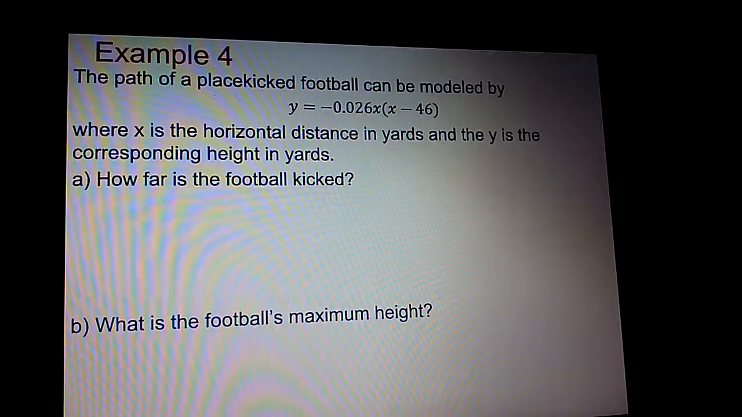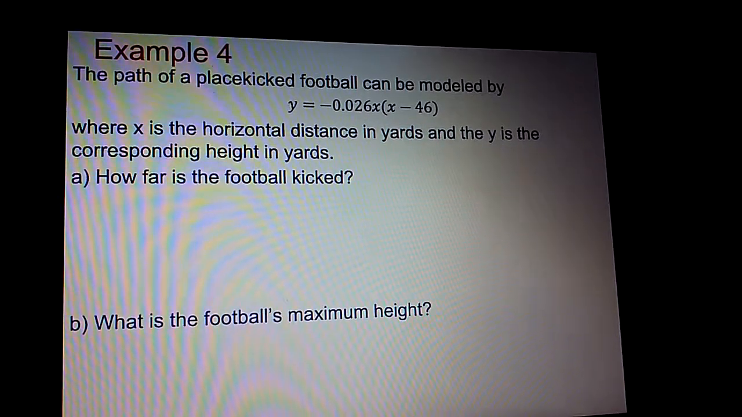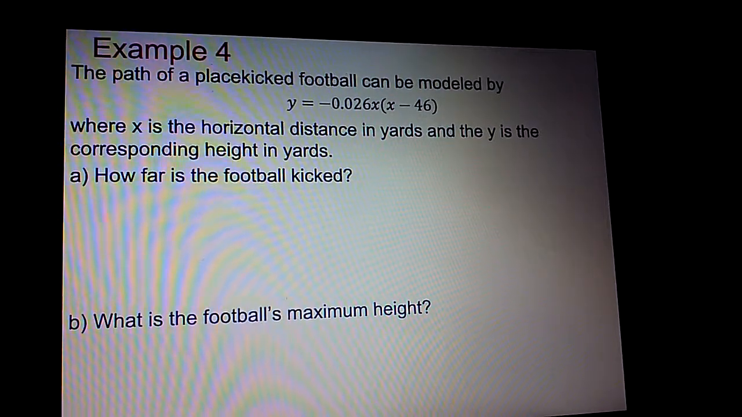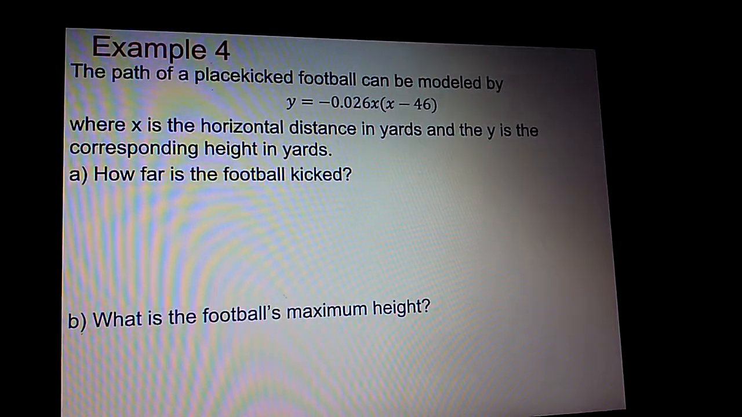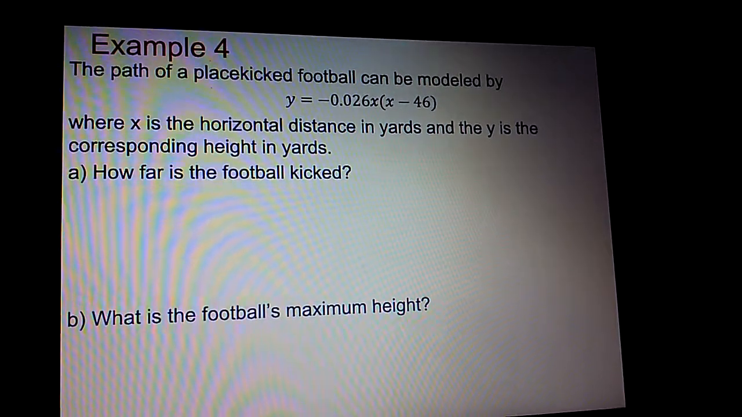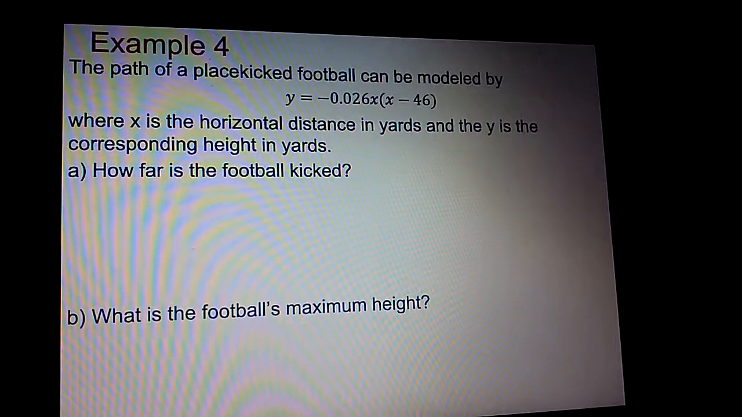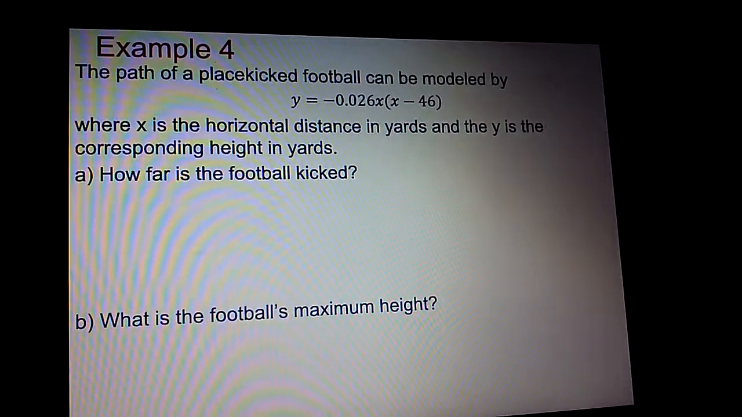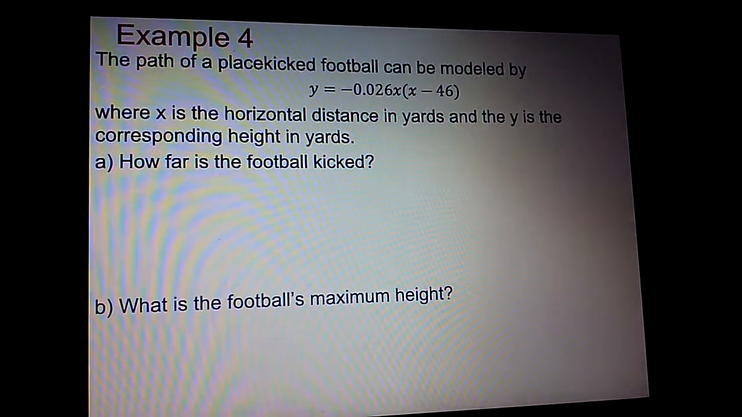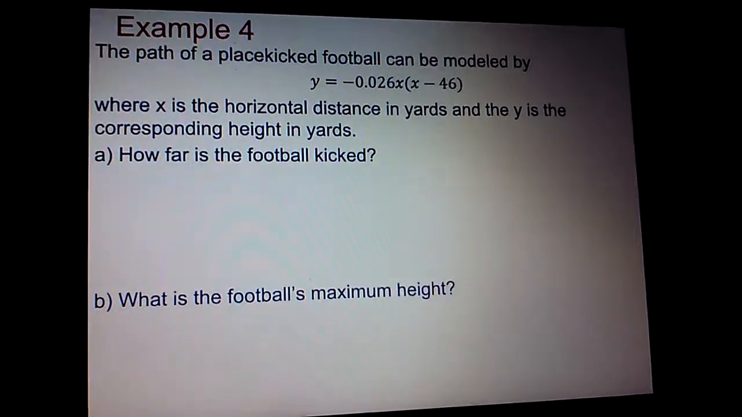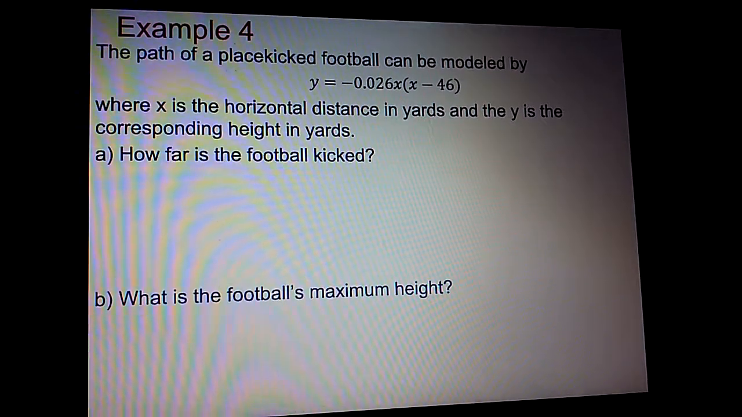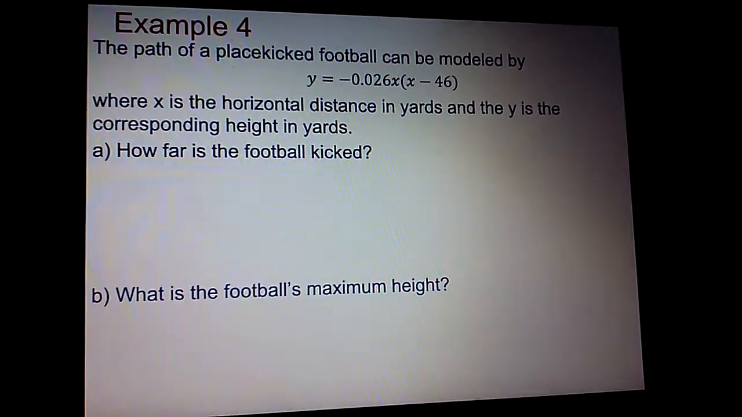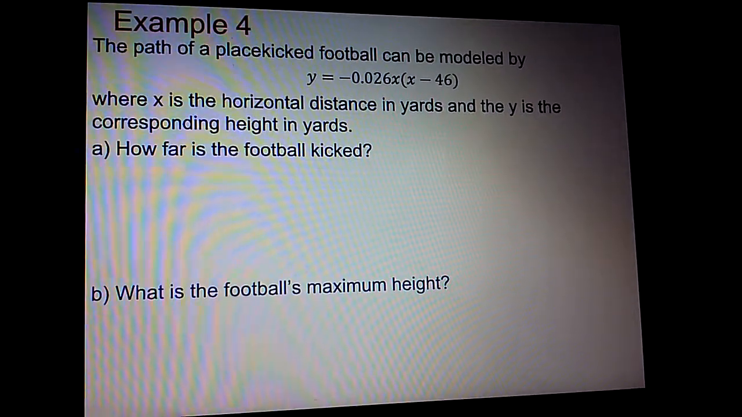The path of a place-kicked football can be modeled by the given equation, where x is the horizontal distance in yards and y is the corresponding height in yards. A, how far is the football kicked? B, what is the football's maximum height? And there are the magic words, maximum height. That means you're looking for the vertex. So all we have to do is identify what form this equation is, and then if you ever forget, your yellow paper tells you how to find the vertex.